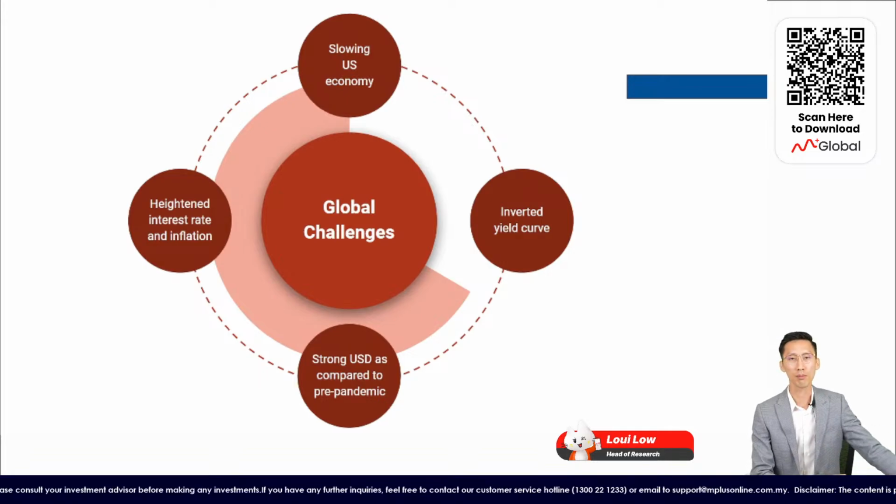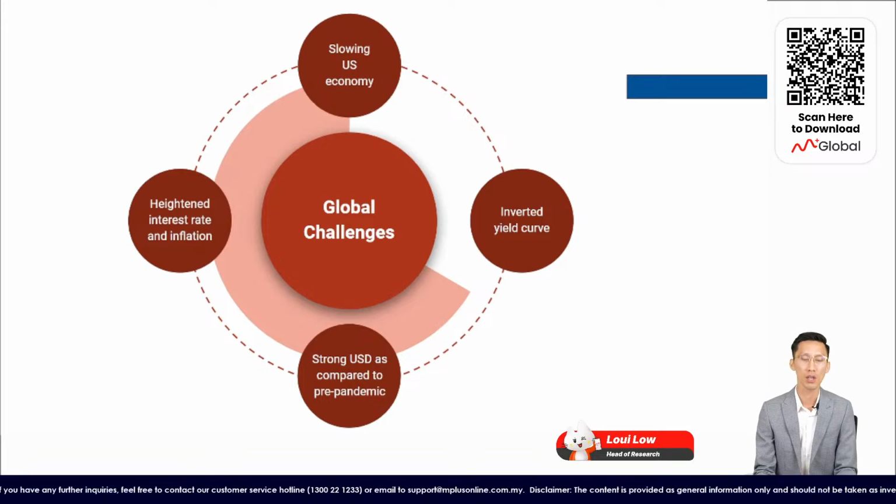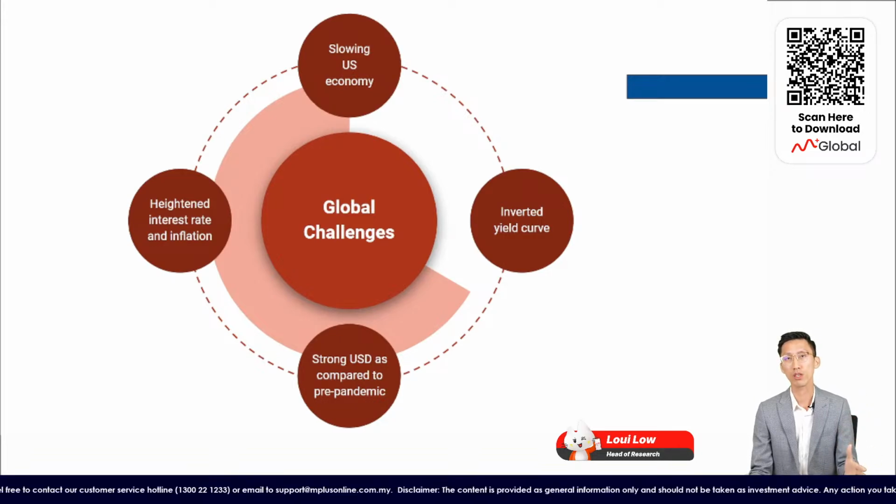So we have talked about the positive catalyst, but what about negative catalyst, and what sort of global challenges we have right now? It is definitely the slowing US economy. If we talk about the recent banking crisis, that is the most damaging towards economic activities so far, because people are trying to project something potentially like the 2008 Lehman Brothers kind of collapse.